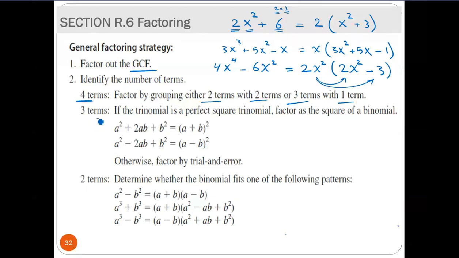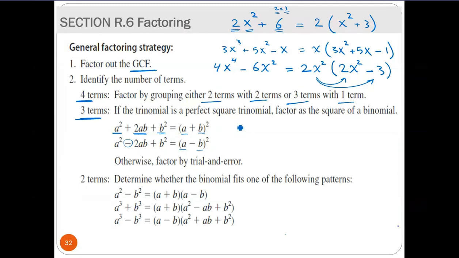In 3 terms we have the perfect square. If we have the first term a square, the last term a square, and the middle term, the second term, equal to 2 multiplied by a and b, this is a perfect square. So directly put a plus b, or if we have negative, a minus b, all squared. Just a quick example like this.